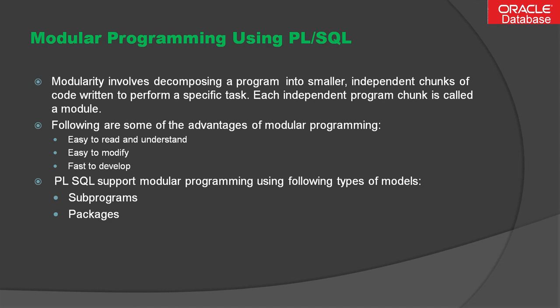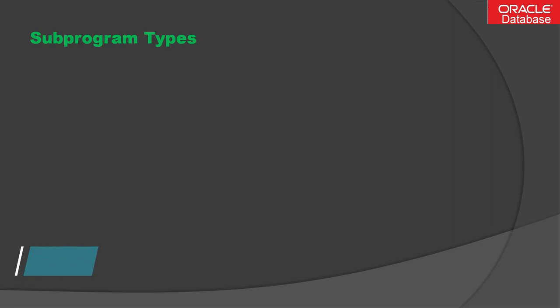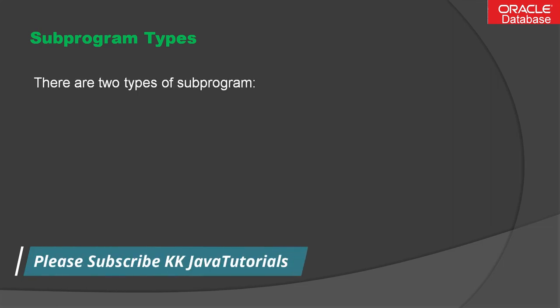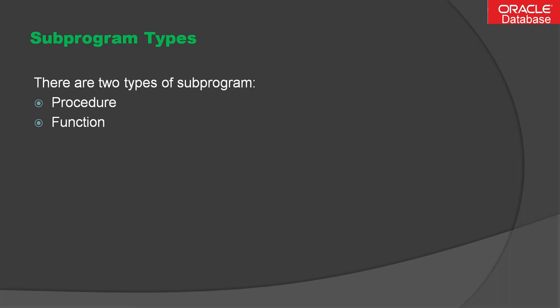PL/SQL supports modular programming using the following types of modules: first the subprograms, and second the packages. When we talk about subprogram types, there are two types: first the procedure and second the function. Procedures and functions are both PL/SQL programs addressed by name. They are stored in the Oracle server in the form of compiled code. Once a subprogram is created, different Oracle products and applications can reference it.